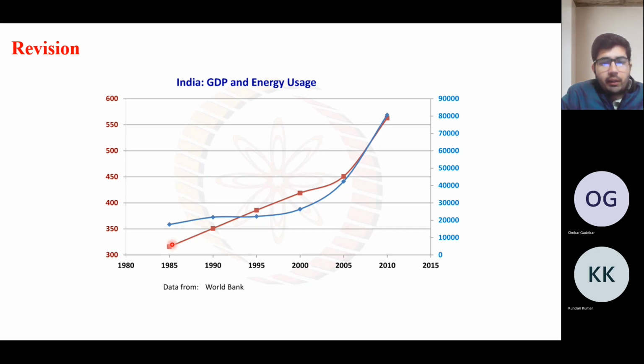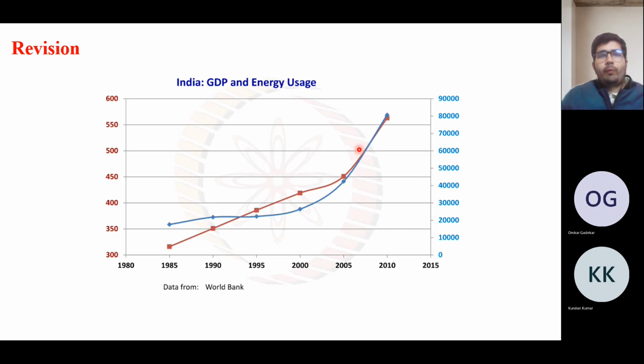As we can see, I think my pointer is visible to you, as the red line is increasing, the blue line is also increasing. The red line is for energy use and the blue line is for GDP. So as the energy use is increasing, the GDP is also increasing. GDP and energy have a direct connection.